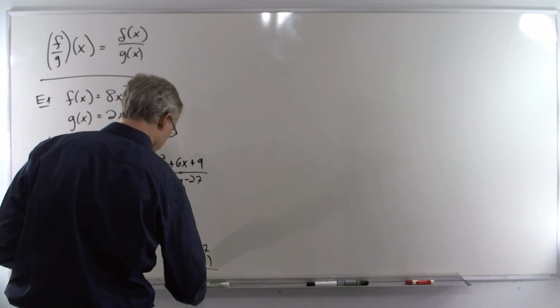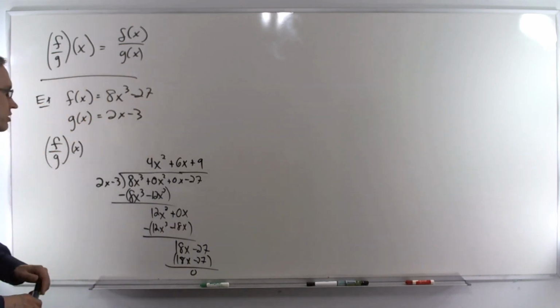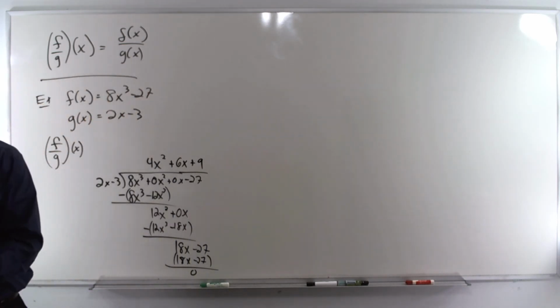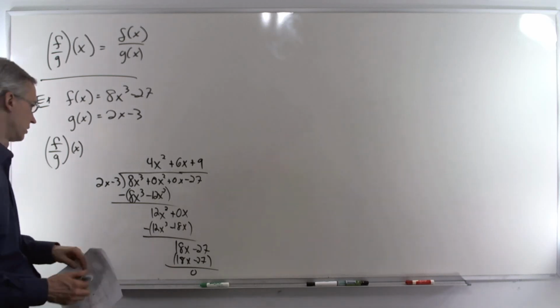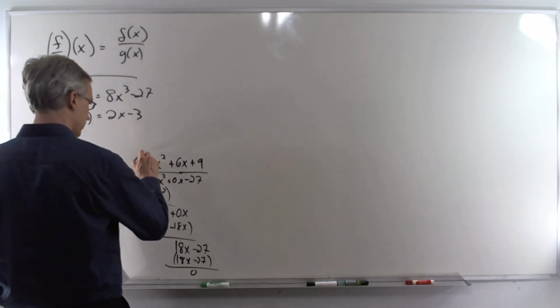All right, now we need to match 18x, so multiply by 9. 18x minus 27, those match, and we got 4x squared plus 6x plus 9. And we just have to make sure. All right, here's our answer.